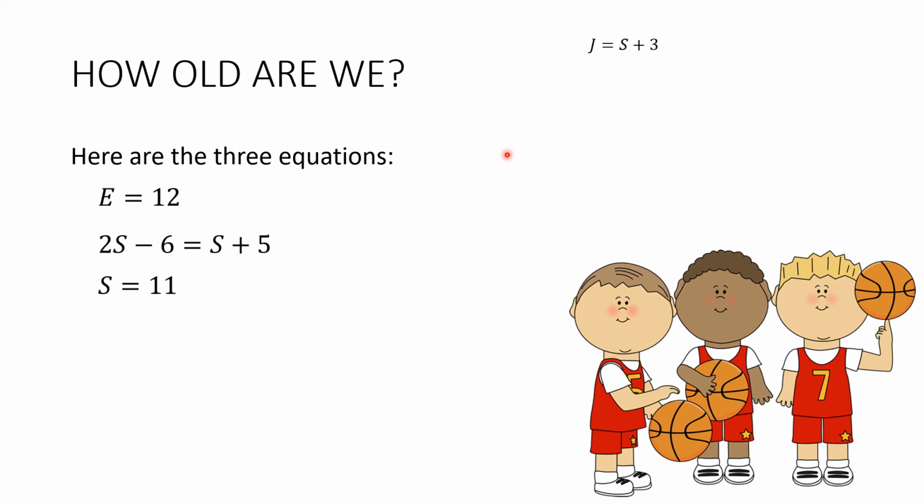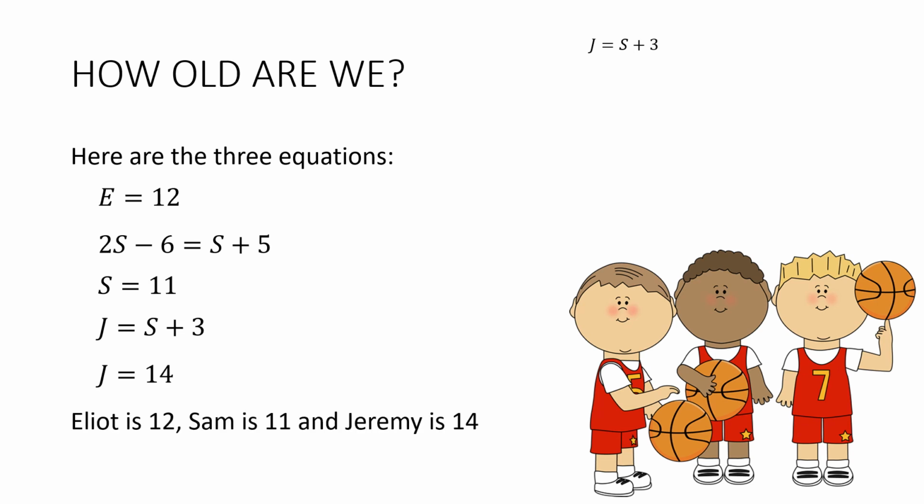Now remember that we had changed one of those equations around. We had j as the subject, so I'm just going to substitute the 11 in there. And so j is equal to 14. So Elliot is 12, Sam is 11, and Jeremy is 14.